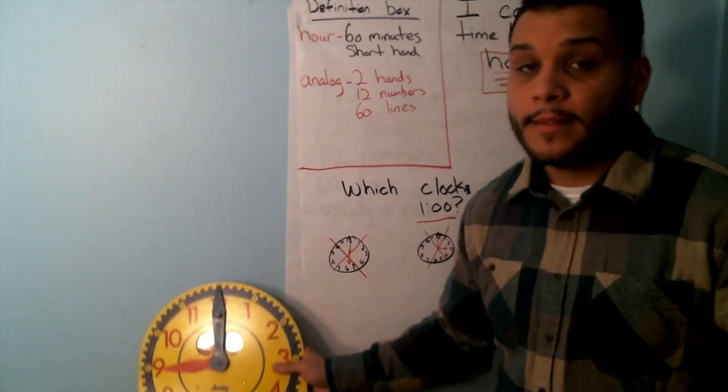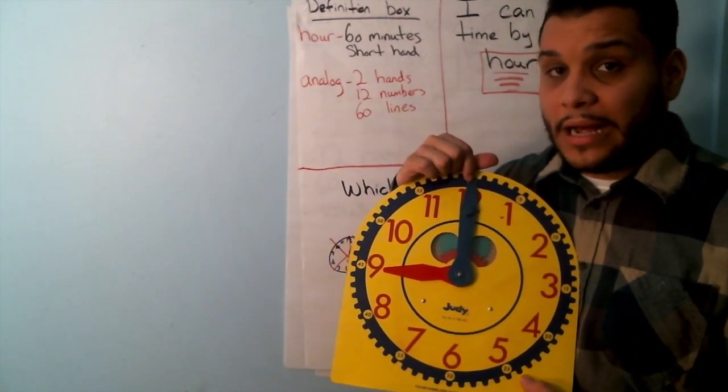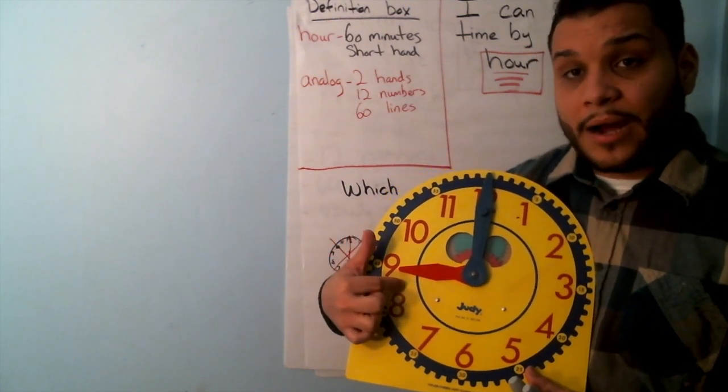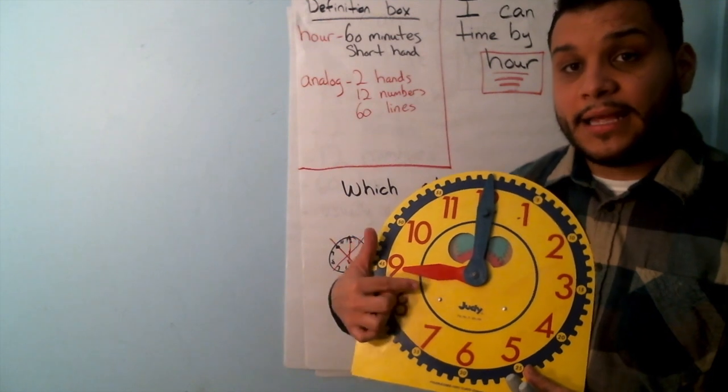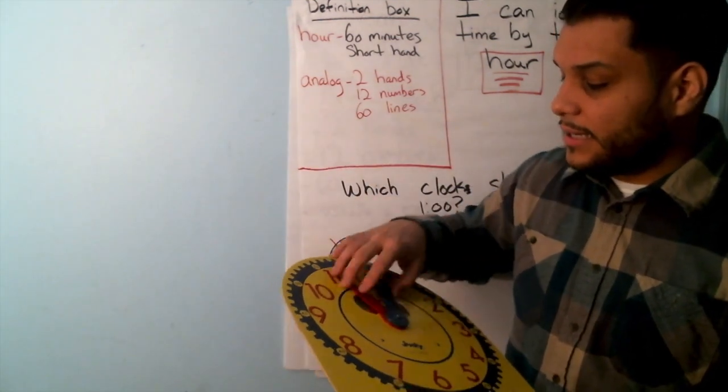Remember, the minute hand always points at the 12 when we're in a brand new hour, and the hour hand points at the number. The hour hand makes you say its name. It is 9 o'clock. Bonus. Let's see who can get it.